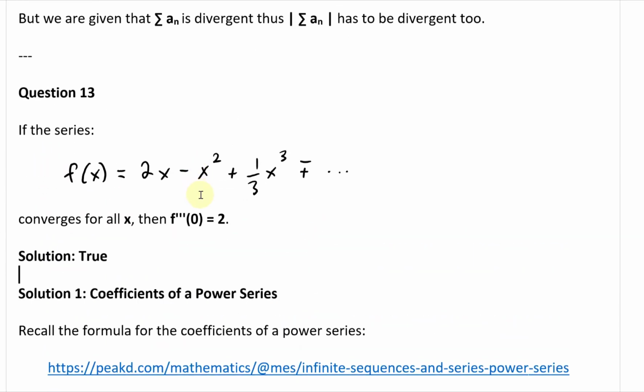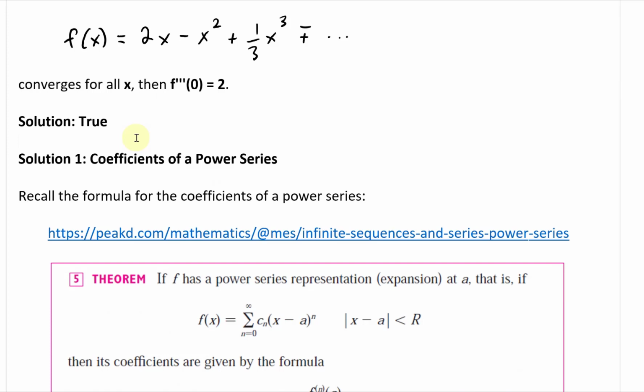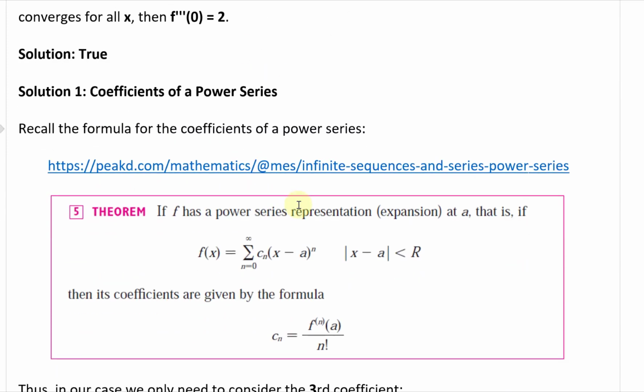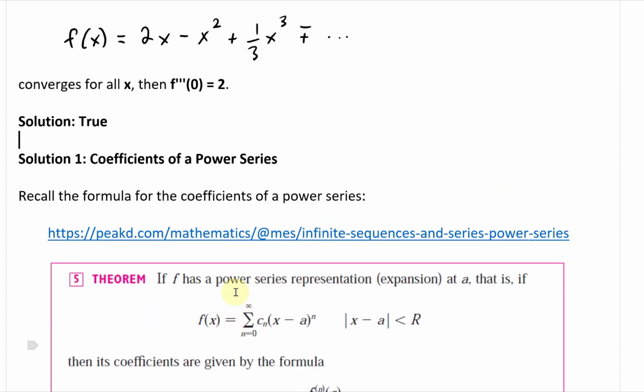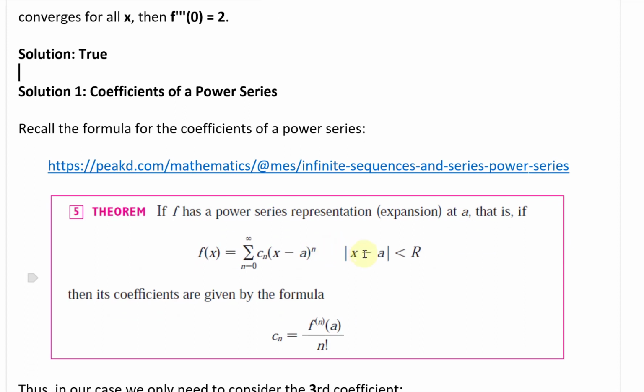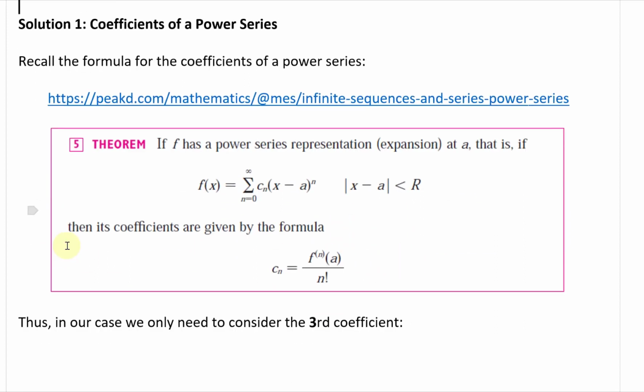This involves the coefficients of a power series. So this is a power series, coefficients of it. Recall the formula for the coefficients of a power series. So this is if f has a power series representation or expansion at a, that is if f(x) equals the summation from n equals 0 to infinity of Cn times (x minus a) to the power of n, and the absolute value of x minus a is less than r, that's the radius of convergence. Then its coefficients are given by the formula Cn.